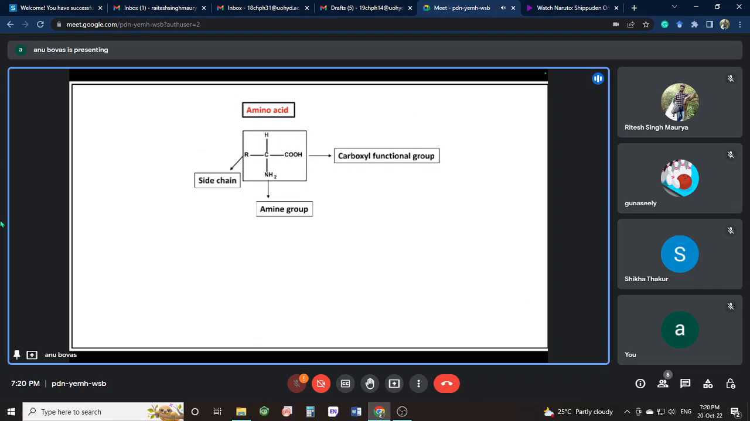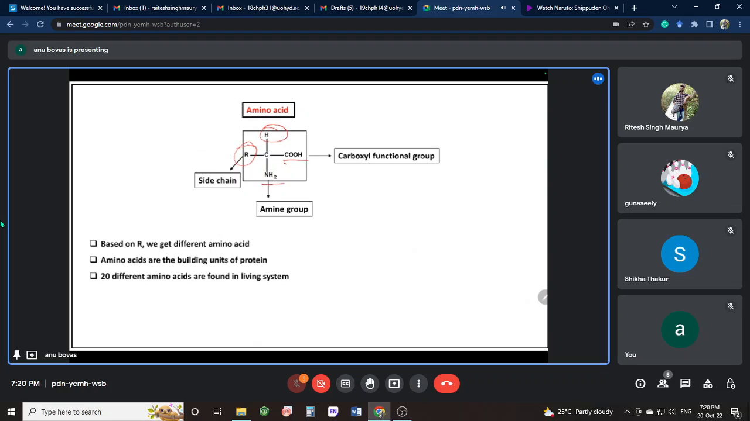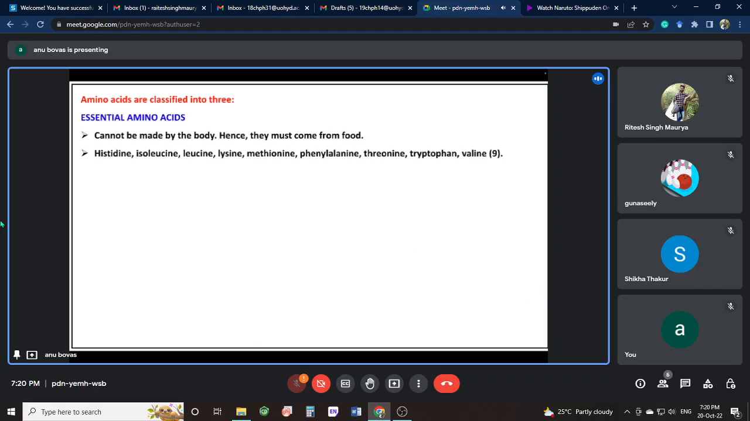So what is an amino acid? An amino acid has a carboxyl functional group, COOH, an amine functional group, NH2, a hydrogen, and an R group. Based on this R group, we get different amino acids. The other 3 parts, that is hydrogen, COOH and NH2, are the same in all amino acids. So we only need to know the R group, and based on the R group, we can find out which amino acid it is. Now, amino acids are classified into 3 types.